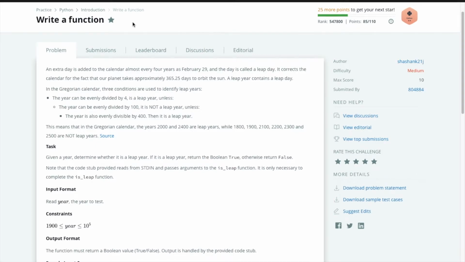In this video, we are going to solve the "write a function" problem on HackerRank. Now coming to the actual problem, in the first two lines they explained about leap years and gave us three conditions which are used to identify a leap year.